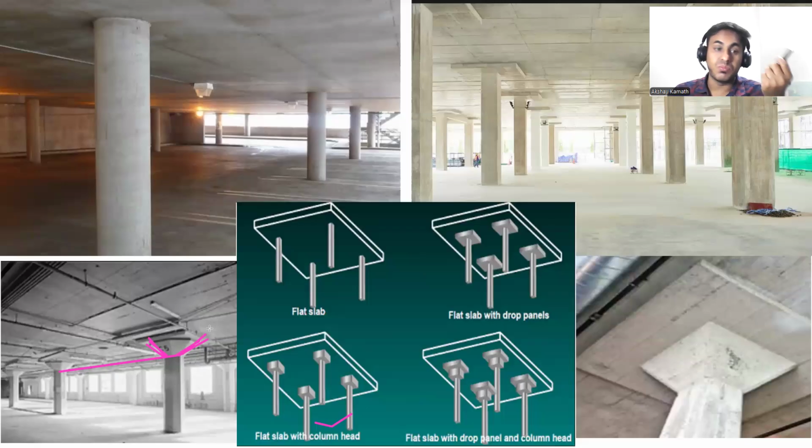Next one, what we have is both we are going to give. We are going to give the column head also, and the drop panel is also given. So basically these are the four types of flat slab we try to use. One is flat slab with drop panel, flat slab with column head, and flat slab with drop panel and the column head. Got it?